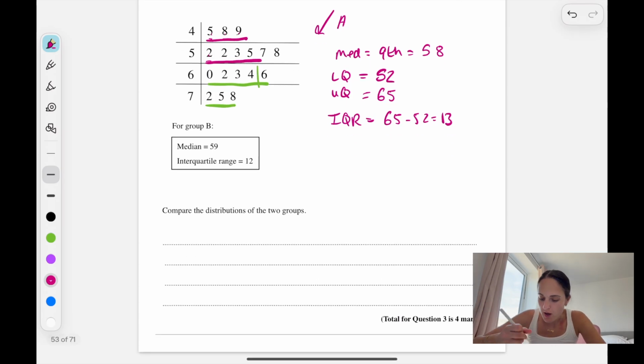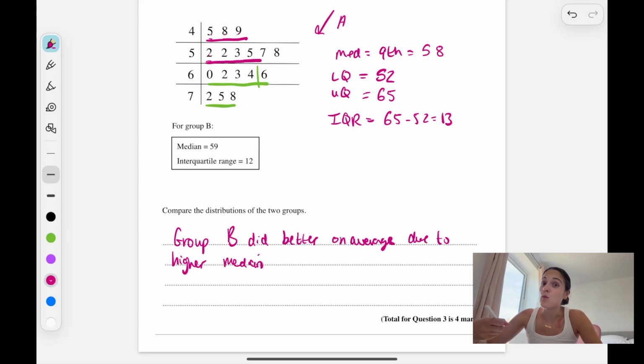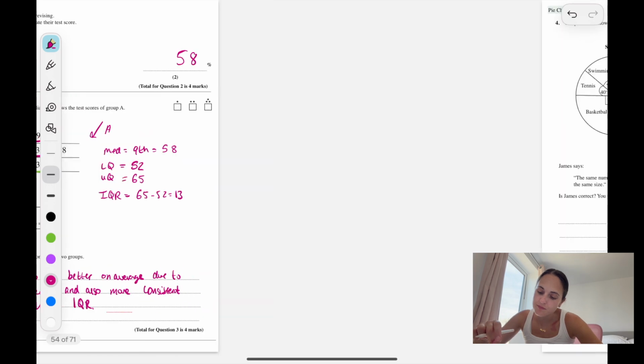So I'm going to put group B did better on average because they had a higher median and they were also more consistent due to the lower interquartile range. So that's the answer to this question.